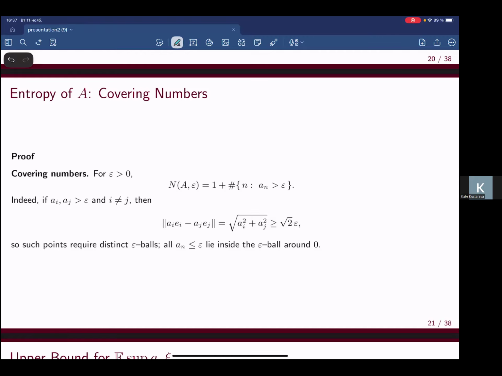Indeed, if two different coefficients a_i and a_j are both greater than epsilon, then the distance between the corresponding points satisfies the inequality, so such points cannot be covered by the same epsilon ball. They require distinct balls. Meanwhile, all the smaller coefficients are contained within a single epsilon ball around the origin.